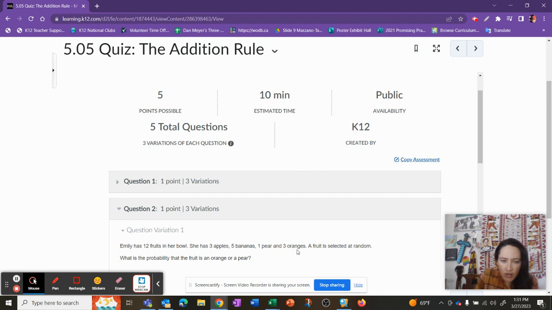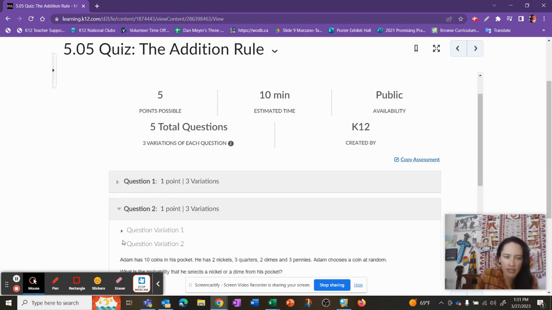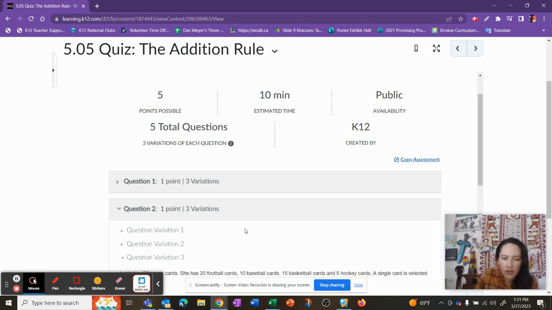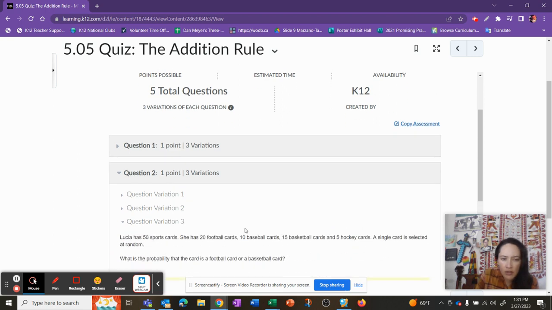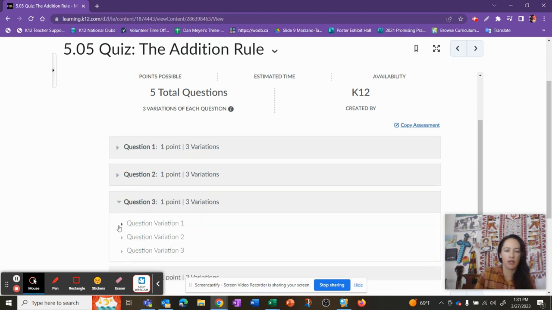Okay, these are all exclusive events for question 2, looks like so far. Let me take a look at question variation 3. Yeah, see how they can't both be a football and basketball card? So question 1 and question 2, mutually exclusive. Here we go. Let's keep going.